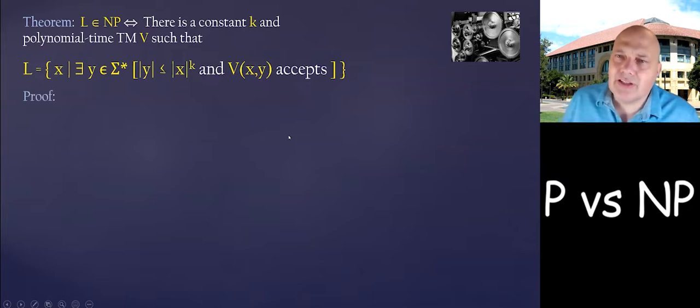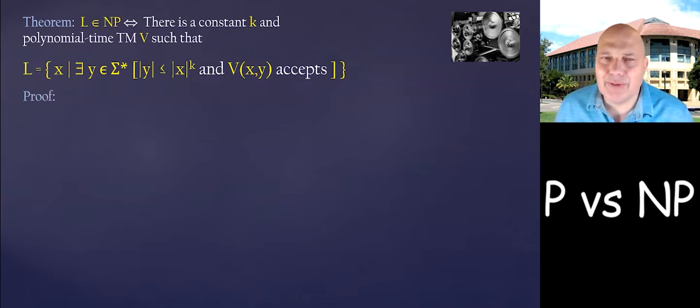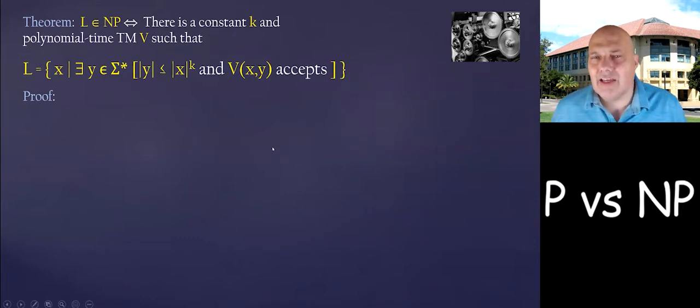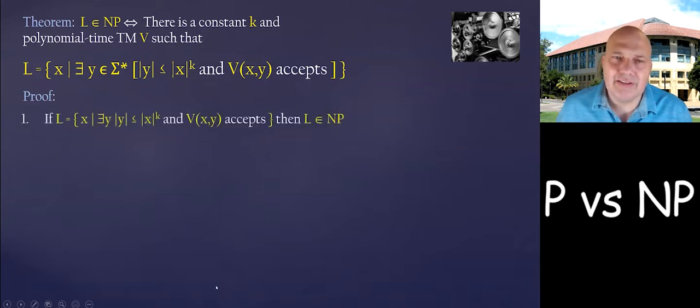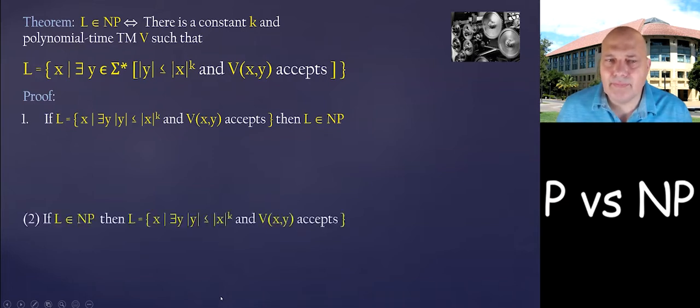So let's prove it. Maybe a little reminiscent of the way we looked into recognizability with respect to these computable relations. Okay, proof. If L has this form, then we want to say that L is in NP. And if L is in NP, we want to say that it has this form for some verifier V.